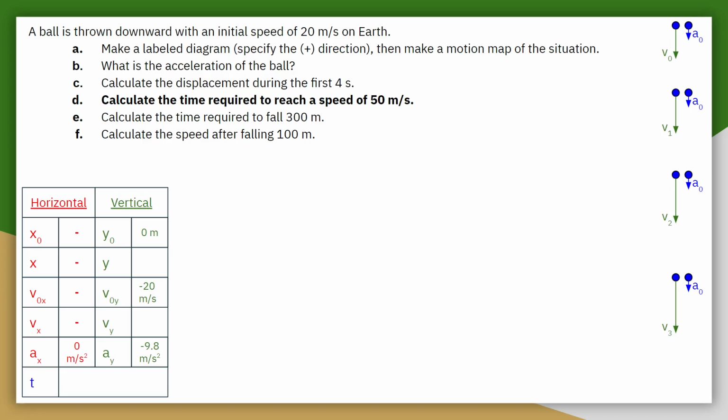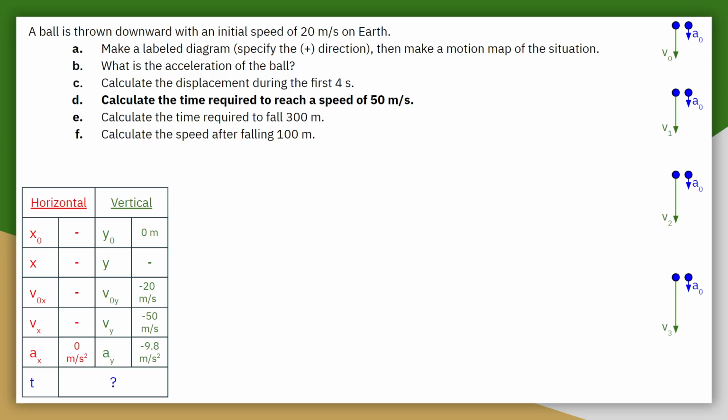Now, for this specific problem, though, we don't know the final position, and we're not solving for it. We are told the final speed is 50 meters per second, and we can make the logical assumption that that is going to be negative 50 meters per second because it, too, is moving down. This means that we just need to solve for our time, our last variable there.